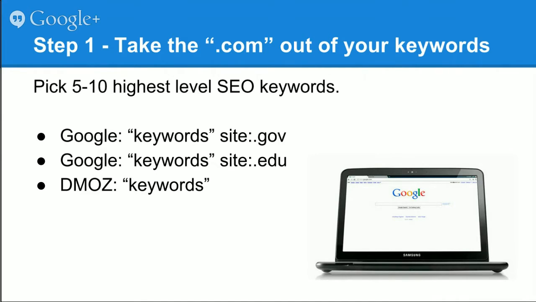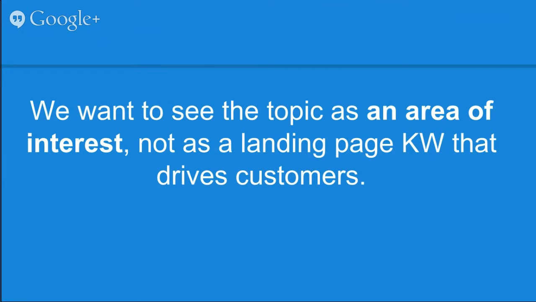Okay, so number one, pick your 5 to 10 highest level SEO keywords, and then you're running these Google site searches, right? Again, we want to see what we're working to do. When I say you need to get fuzzy, one of the things I mean is we want to see topics as an area of interest, not as a keyword landing page for your target customers.